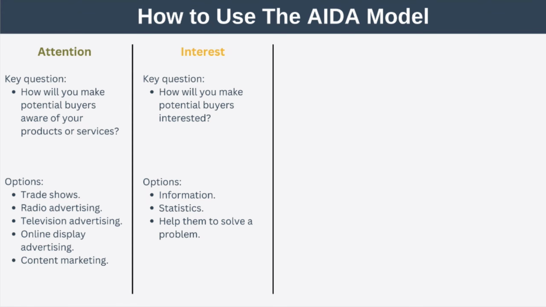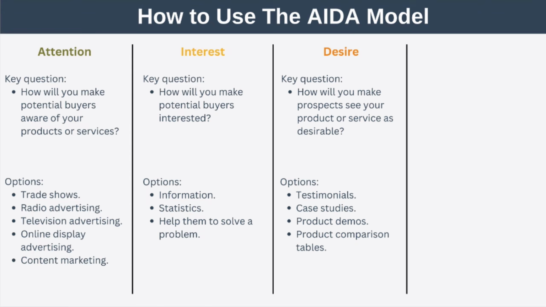2 ways to do this include providing your prospects with information or maybe statistics they find useful, or helping them to solve a problem they're likely to be having right now. Now, the higher the quality of the information you provide in this step, and the more it helps them, the more likely they are to move to the next step.